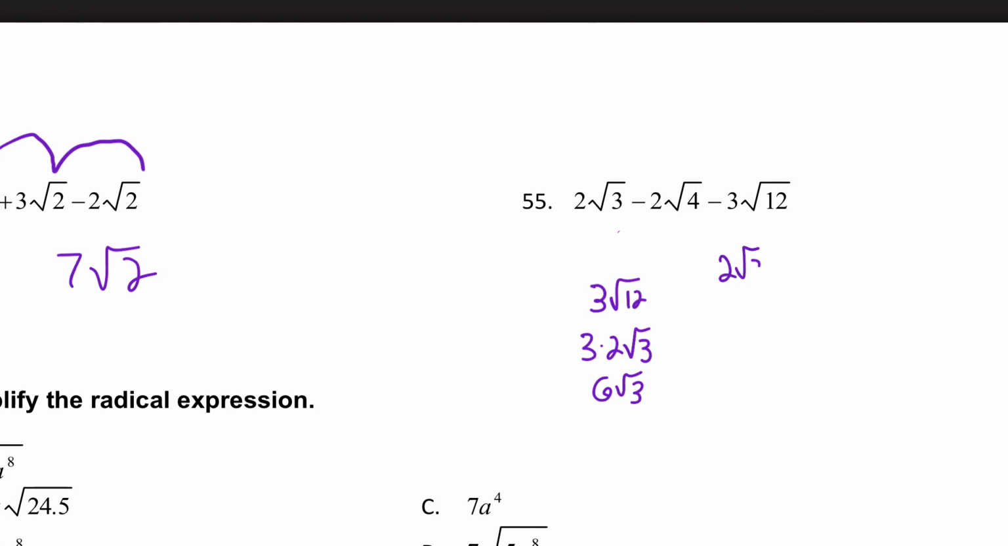2 times the square root of 3 minus 2 times the square root of 4. Wait, 2 times the square root of 4, that's 2. That's minus 2 times 2. Minus 6 times the square root of 3. Okay, so 2 times the square root of 3 minus 6 times the square root of 3 is negative 4 times the square root of 3 minus 4, and that 2 times 2 is the 4.